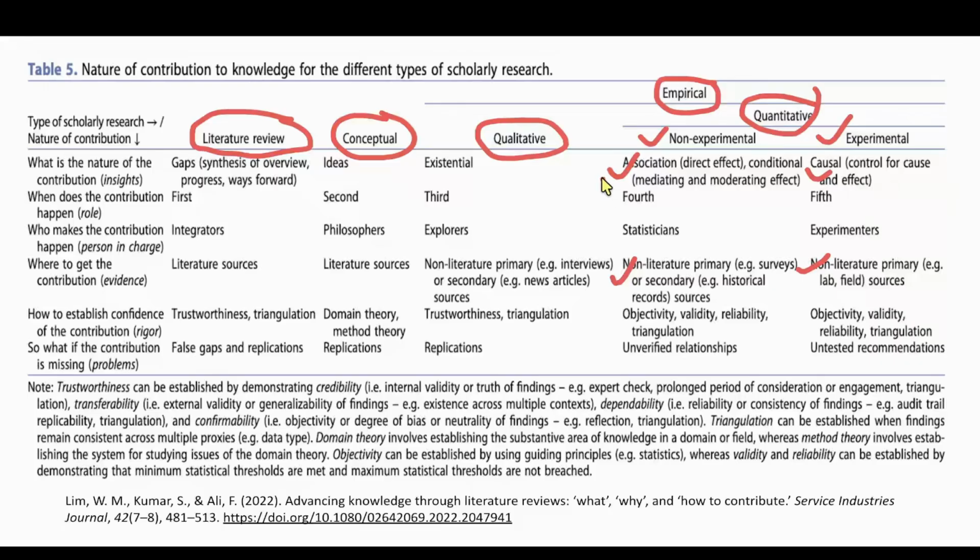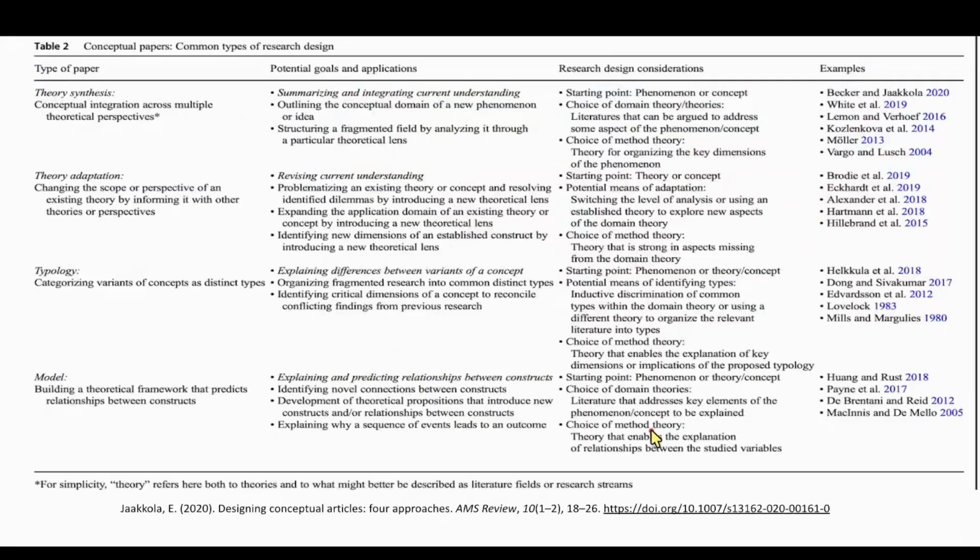So we have to align our research objective with what we are doing and what kind of paper we are writing: literature review, conceptual, qualitative, quantitative, or an empirical one covering both the qualitative and quantitative aspects. So we have to be very, very clear about it. Specifically talking about a conceptual paper, what are we doing?